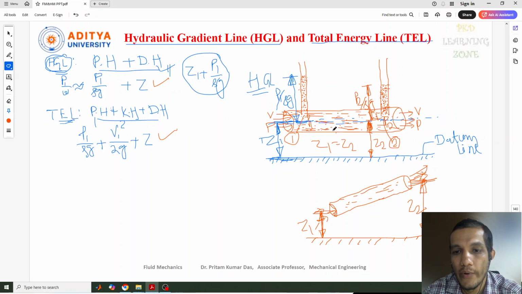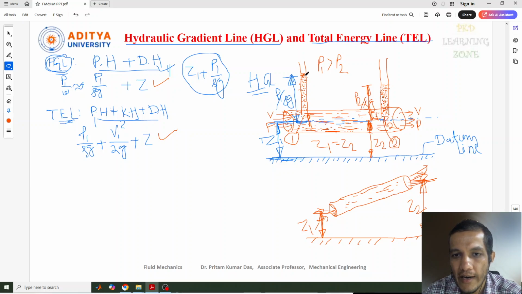Major loss happens due to the friction factor in the pipe. That means when the fluid is flowing, there will be friction between the fluid and the surface of the pipe. So the friction factor depends on the surface roughness. Due to the friction factor, there will be a pressure difference between this zone and this zone, and the velocity also varies. So if you consider the pressure P1, the intensity of pressure at this point will be more than the pressure intensity at the second point. Due to this, there is a difference in head also.